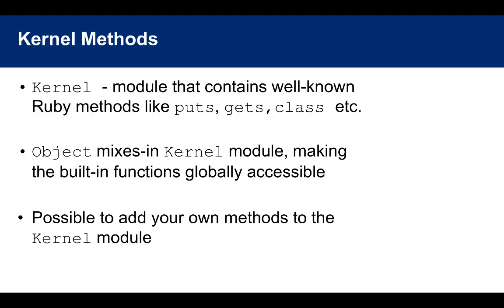Okay, so the other thing you could do is this. The methods that we've been seeing so far, like puts, for example, for printing things, turn out not to be just magic methods in the language. The puts method and some others are part of the Kernel module. And this Kernel module gets mixed into the Object class, making the built-in functions globally accessible. Now, once you know that information, you could add your own methods to the Kernel module for possibly better results.